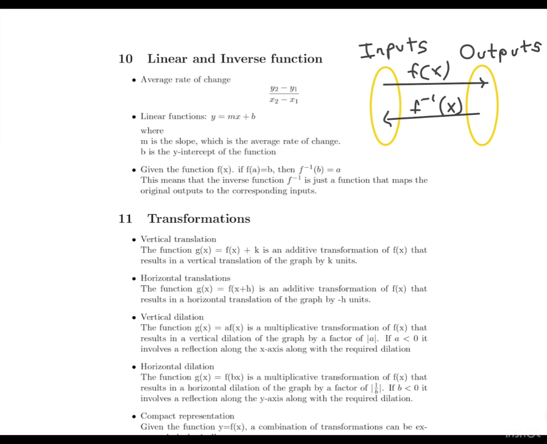Talking about inverse functions, if we have a function f of x and if f of a maps to b, then f inverse of b maps to a. Simply, f of x maps the inputs to the outputs, but f inverse of x, as the name suggests, actually maps the outputs to the inputs.